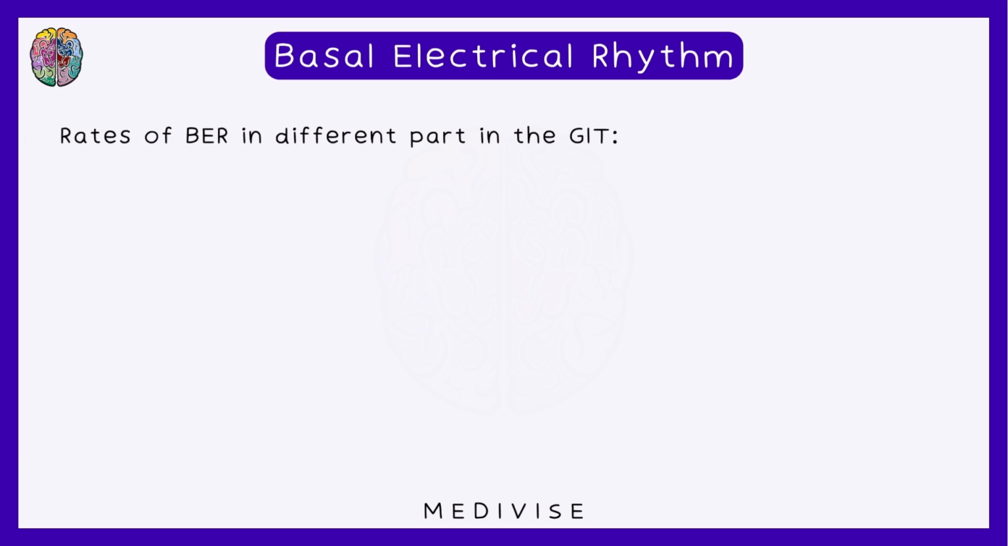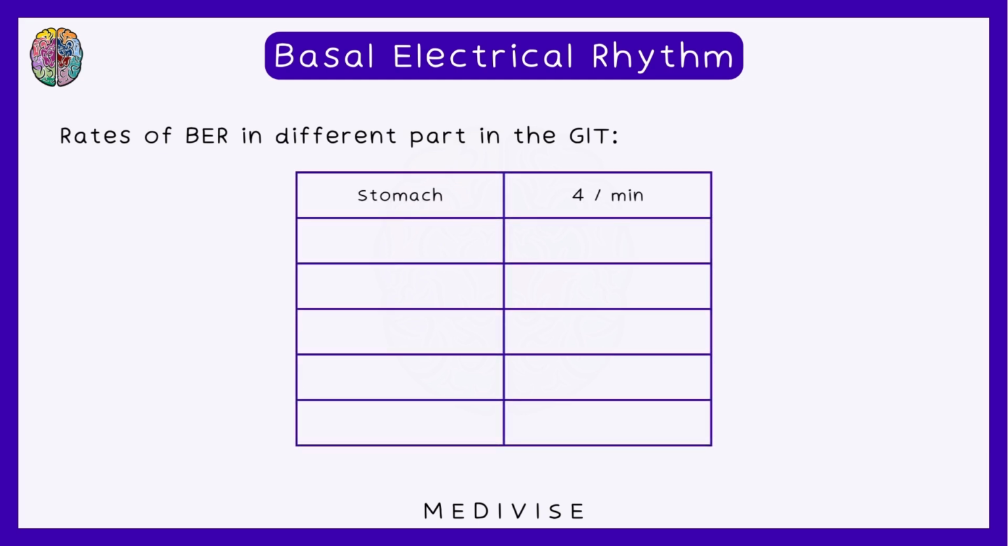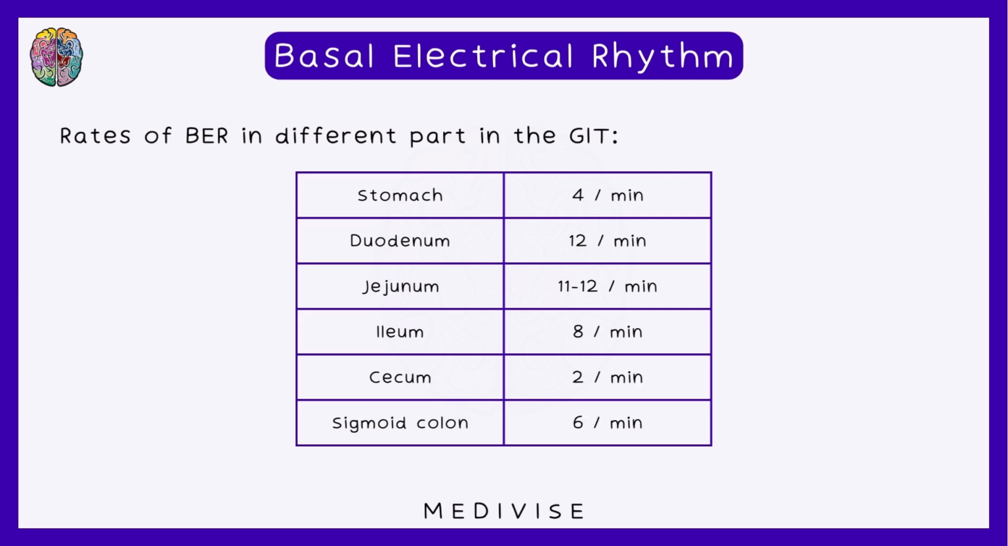Now, these basal electrical rhythms are different in different parts of the GIT. So, in the stomach, the basal electrical rhythm is only 4 per minute. So, those waves that you saw, only 4 waves per minute are going to be seen in the stomach. In duodenum, we have 12 per minute, jejunum 11 to 12 per minute, lesser than duodenum. In ileum, we have 8 per minute, cecum 2 per minute, and finally sigmoid colon 6 per minute.